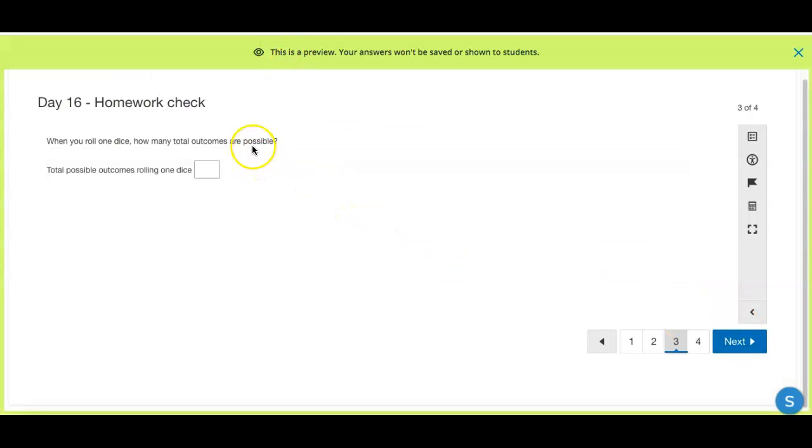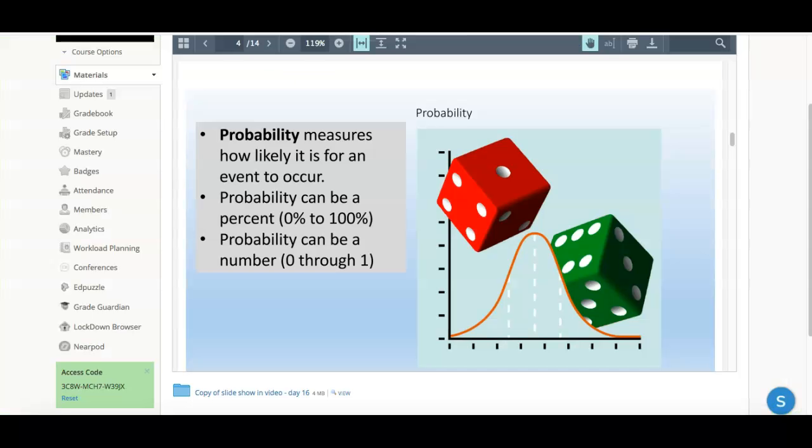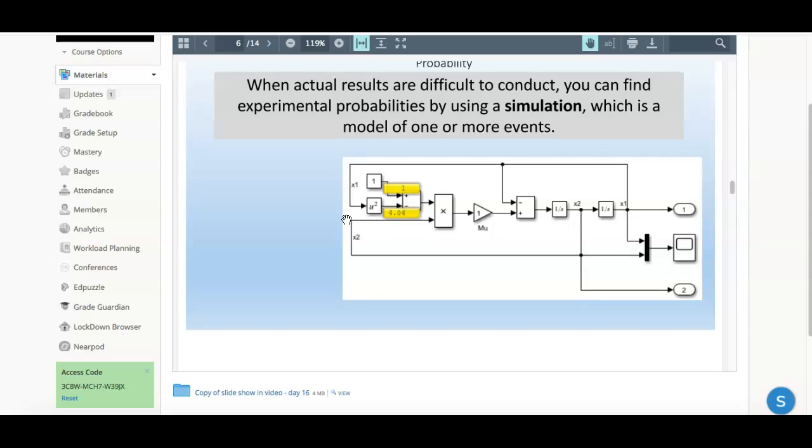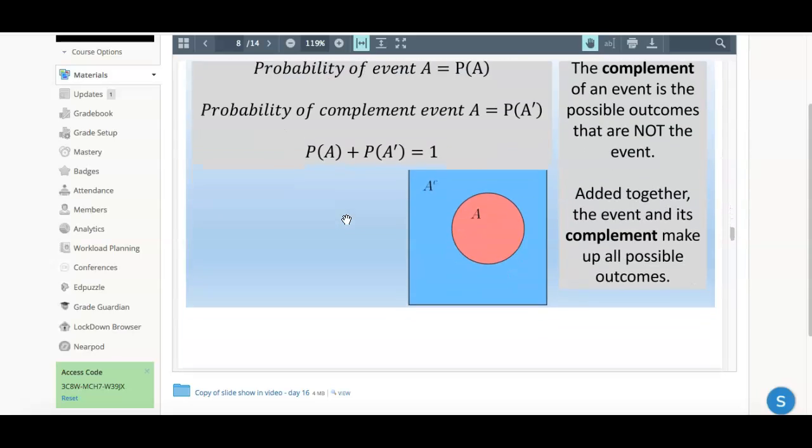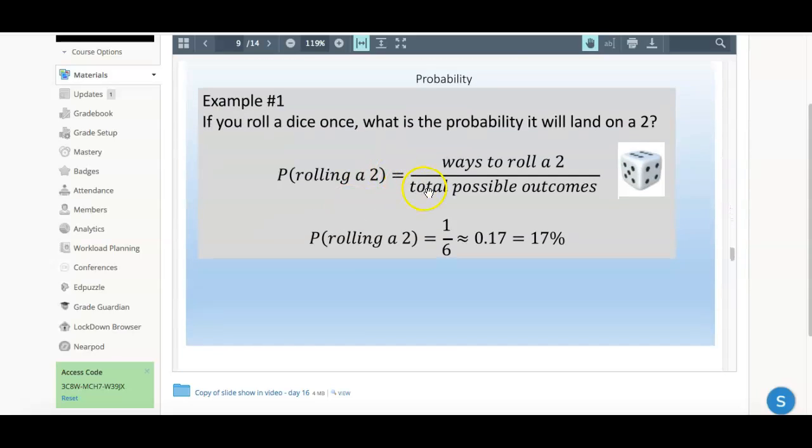When you roll the dice, how many total outcomes are there? How many sides are on a cube? We've talked about dice before. I use a dice example down here. The total possible outcomes of one dice is on the bottom here. It's the denominator. And you see the number right there, okay?